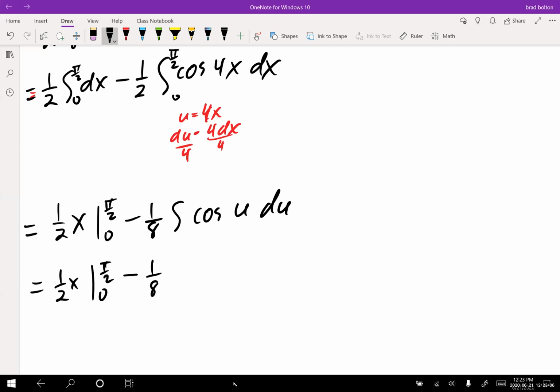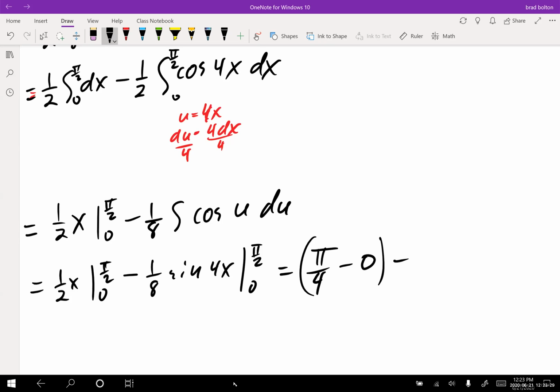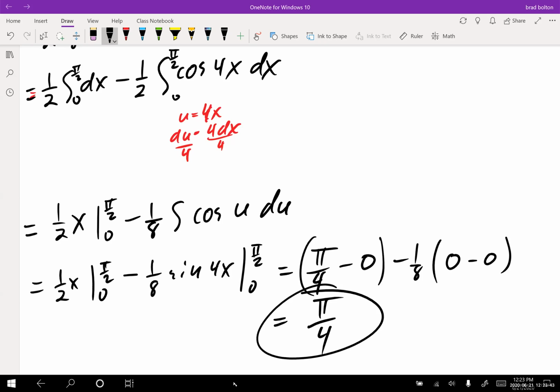1/8 sine of u. But what did we say u was? u was 4x, from 0 to pi over 2. So I can do this as one big one now. So this would be 1/2 times pi over 2, so this would be pi over 4 minus 0. F of b minus f of a, minus 1/8. And then f of b would be sine of 2 pi, which is 0, and sine of 0, which is 0. So this would just end up becoming pi over 4. So our final answer would be pi over 4.